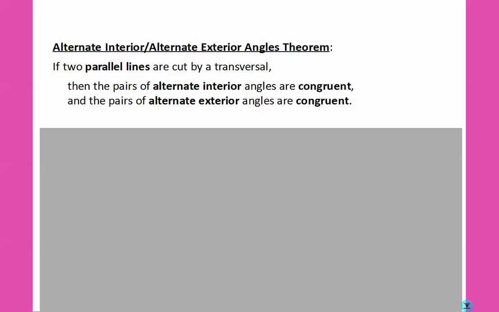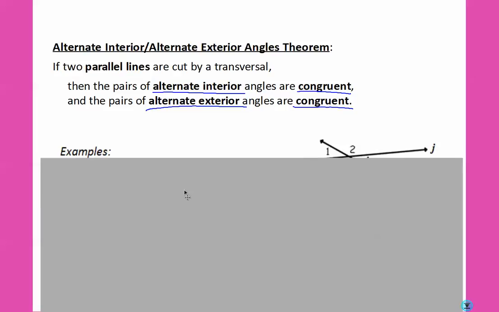The alternate interior and the alternate exterior angle theorems say that if two parallel lines are cut by a transversal, then the pairs of alternate interior angles are congruent and the alternate exterior angles are congruent. So let's look at some examples.